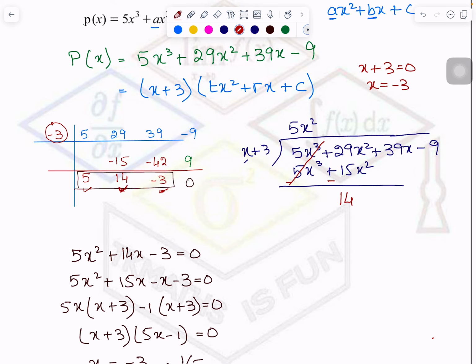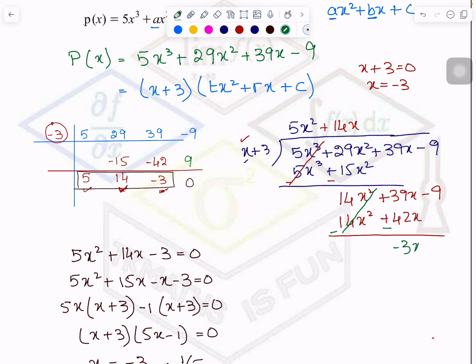Did I get 14 here? You saw it in the synthetic division also. The rest I will copy down as it is. Now x times what is 14x square? It is plus 14x, right? So it will be 14x square. 3 times 14 is what? 42, right? 42x. Then you change the sign because you're subtracting it. So this will cancel out. Now 39 minus 42 is what?